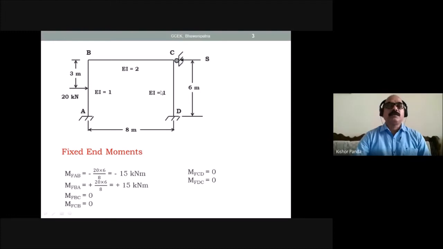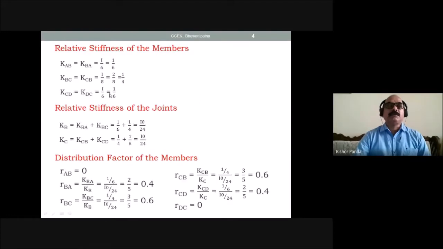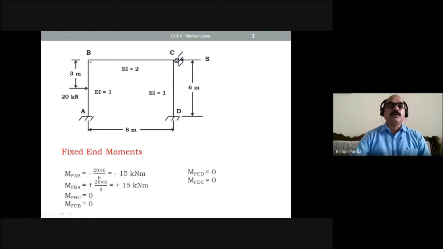So here I by 6 is equal to 1 by 6. So this is your relative stiffness of the members. Then find out the relative stiffness of the joints. So here you see this is one joint. How many members meet here? Two members meet, BA and BC. KB is equal to KBA plus KBC.